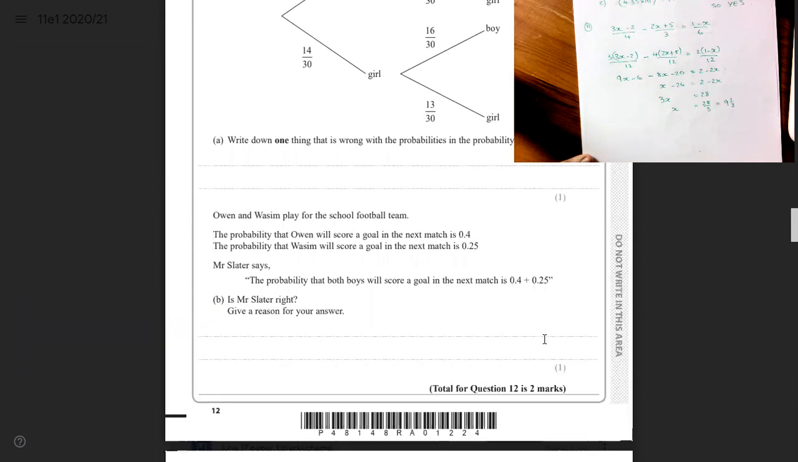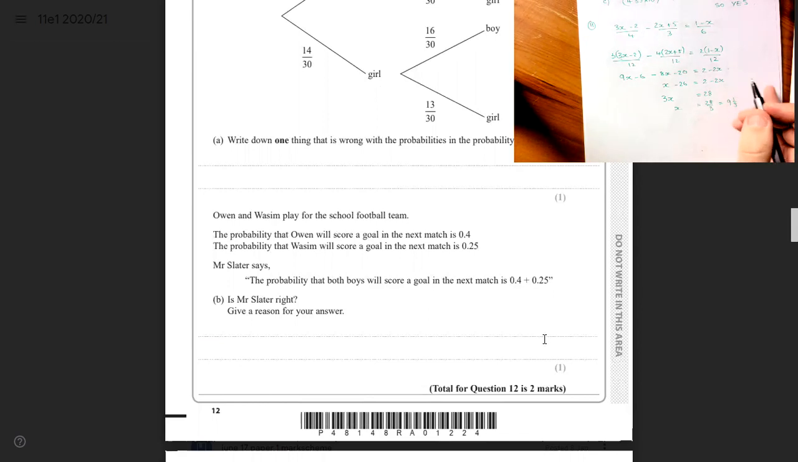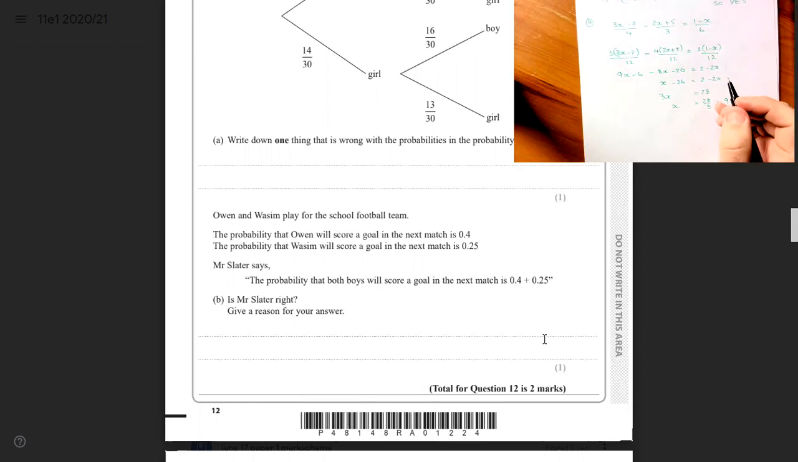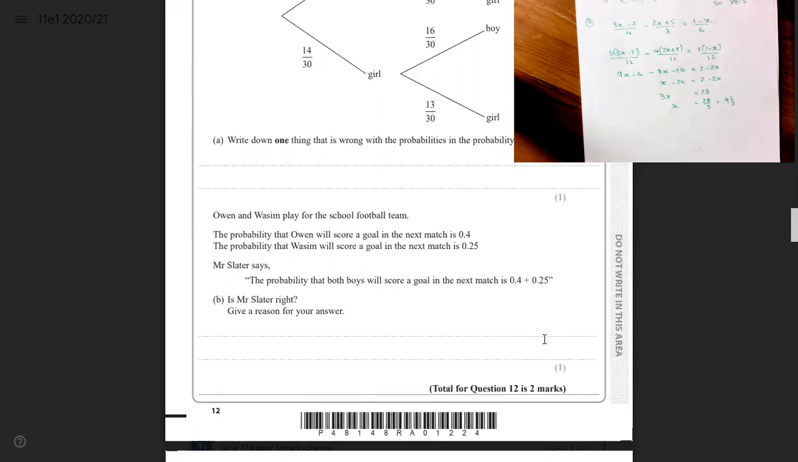So Owen and Wesley play for the school team. The probability that Owen will score a goal in the next match is 0.4. The probability that Wesley will score a goal in the next match is 0.25. Mr. Slade says the probability that both boys will score a goal in the next match is 0.4 plus 0.25. Is he correct? Okay, so no, obviously you should be multiplying the two probabilities together, not adding them. So no, he's not correct.